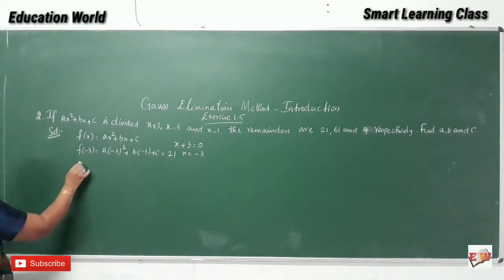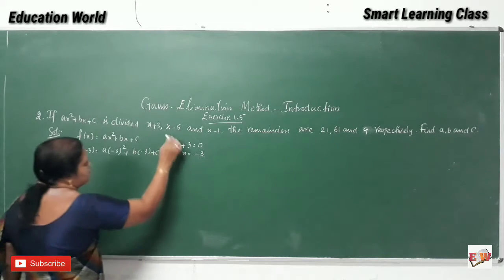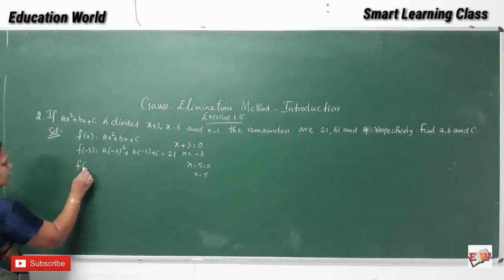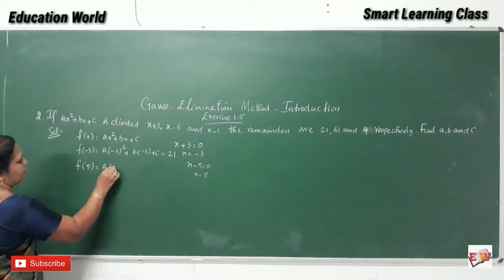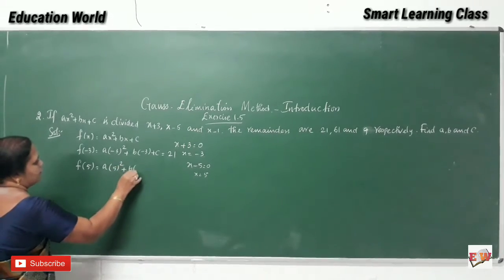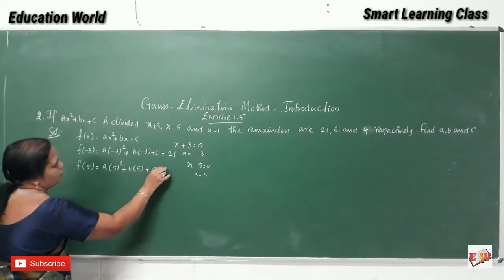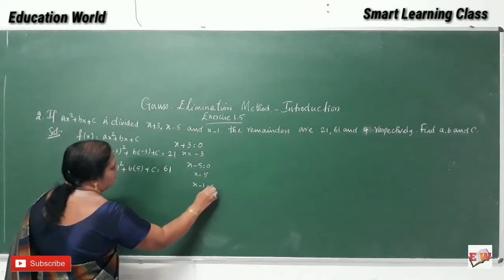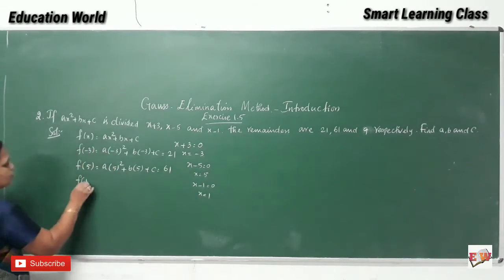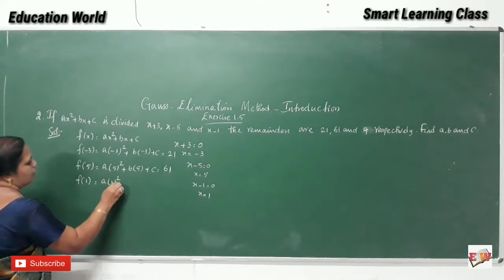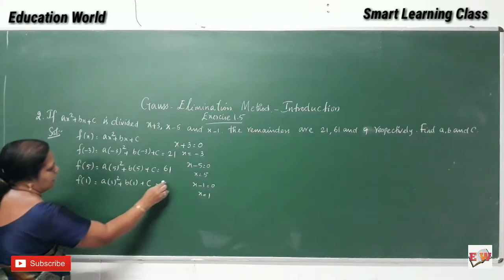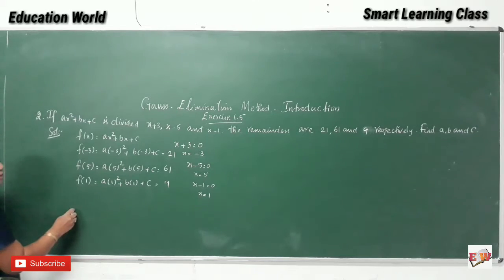Second, f of x, here x minus 5. So x is equal to 5. f of 5 equal to a into 5 square plus b into 5 plus c is equal to what they have given, remainder 61. Then f of x, x minus 1 they have given. So x is equal to 1. a into 1 square plus b into 1 plus c is equal to 9. We framed that system of linear equations.